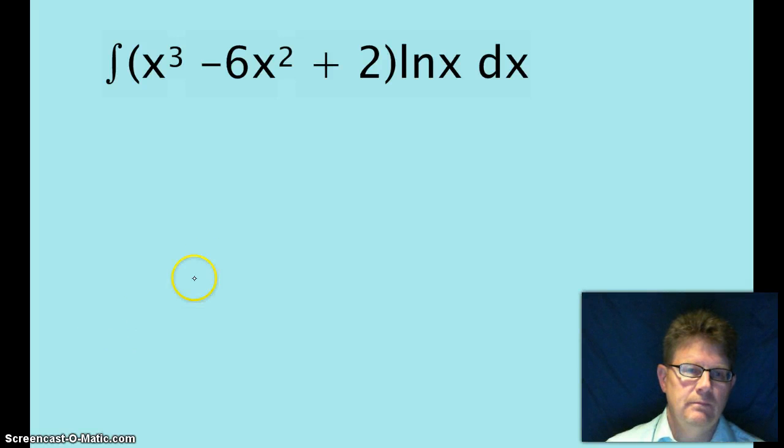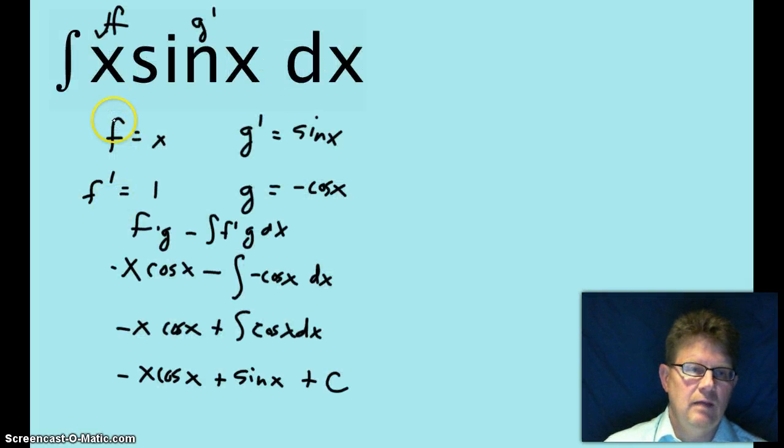With these, anytime you have a polynomial function and a trig function, the polynomial function will be f, and the g prime will always be the trig function.